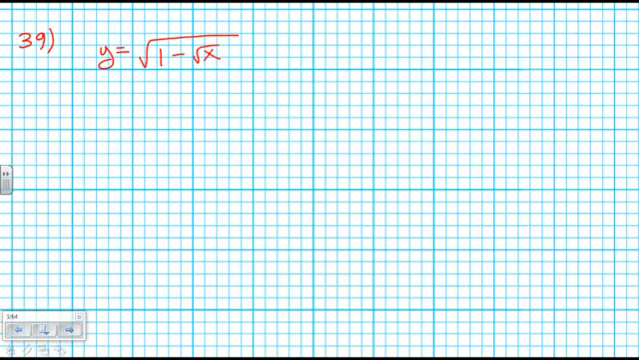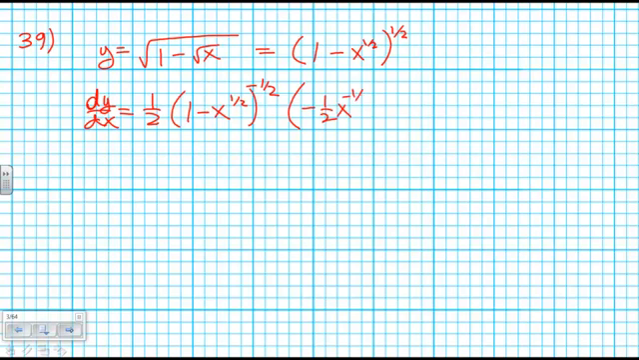Okay, we don't like that notation. So we're going to change this to (1 minus x to the 1/2) to the 1/2. So the derivative is going to be, drop the outside 1/2 down, leave the inside the same, reduce the power by 1. Now multiply by the derivative of the inside, which is going to be negative 1/2 x to the negative 1/2.